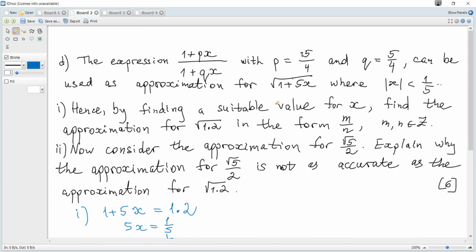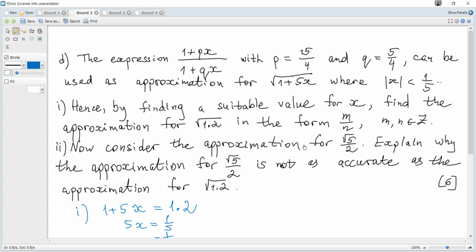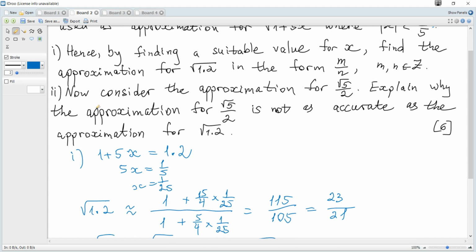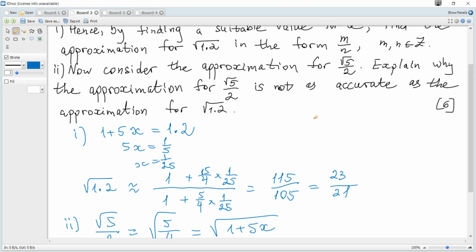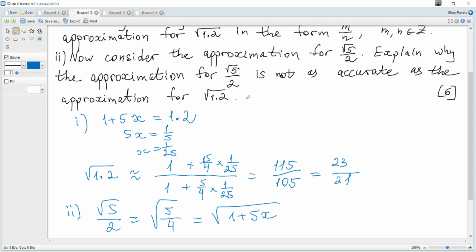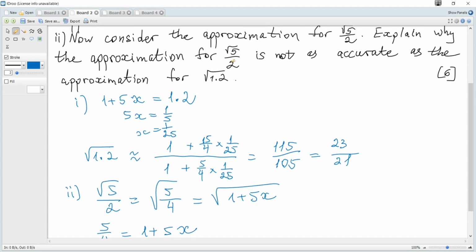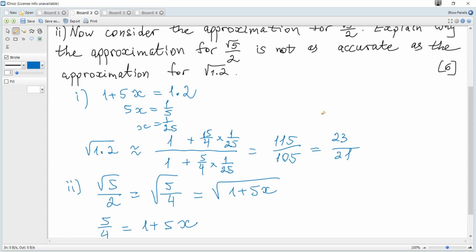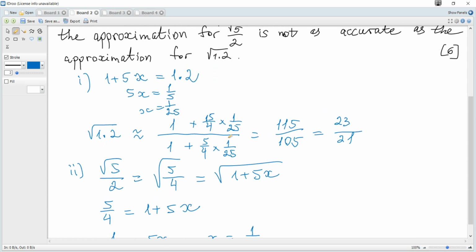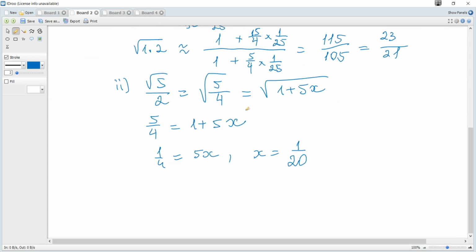And it's a specific question. It is additionally given that it is approximately equal to this, so we can use this. But here, for this question, it's not required to calculate the approximate value. We need to explain why the approximation for a root of 5 over 2 is not as accurate as the approximation for square root of 1.2. So for 1.2, x is 1 over 25, and for this, x is 1 over 20.